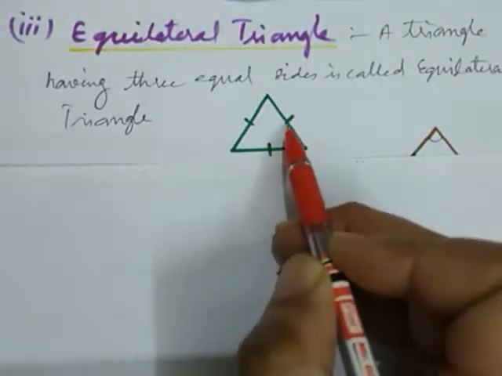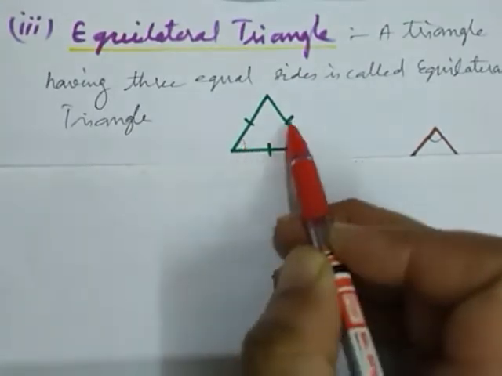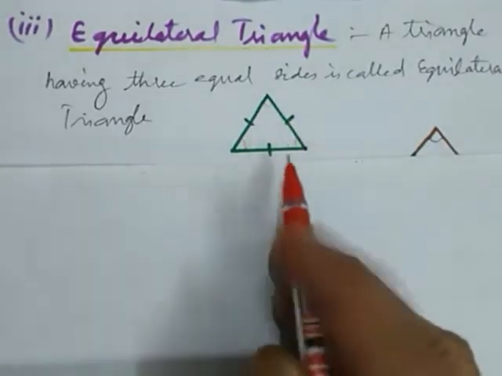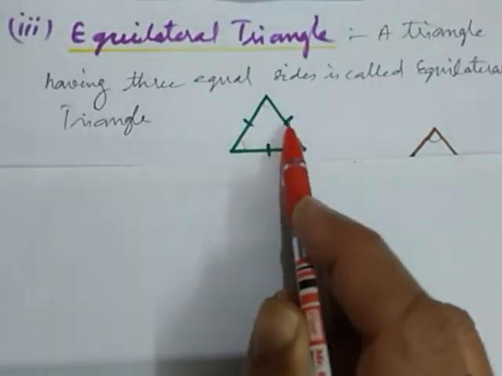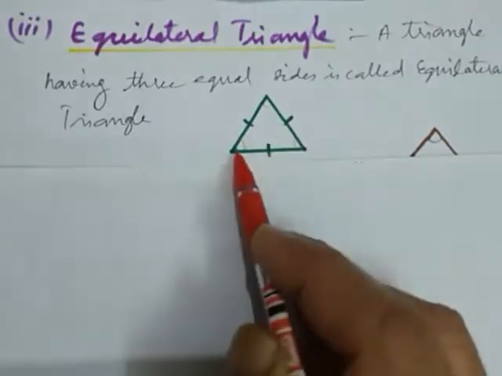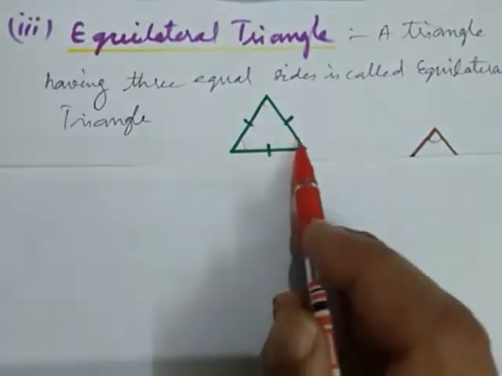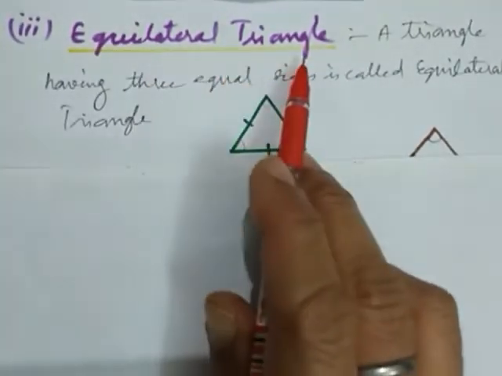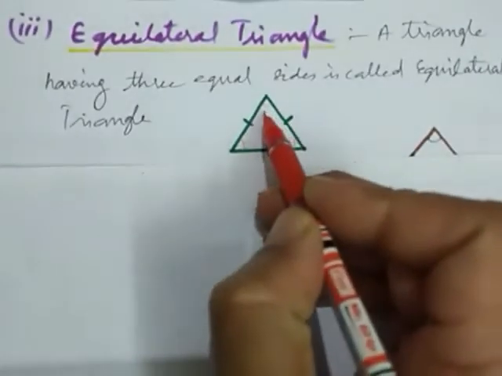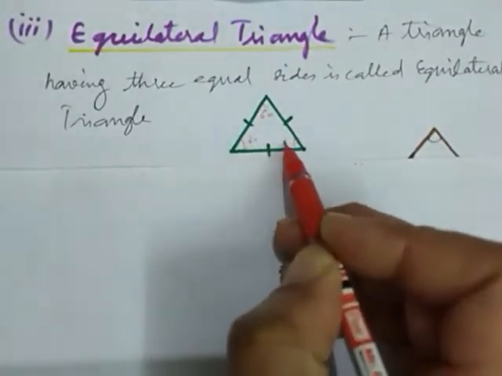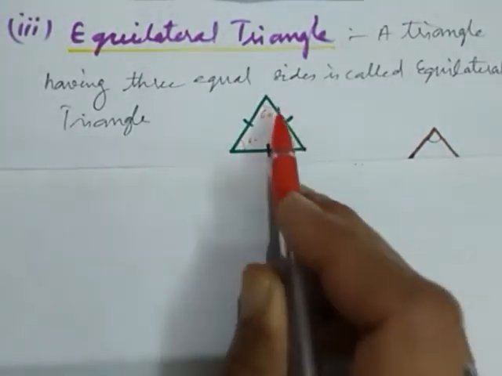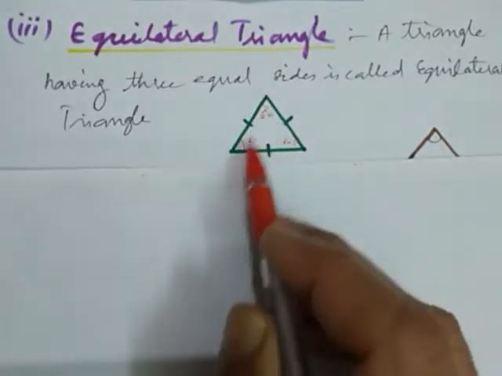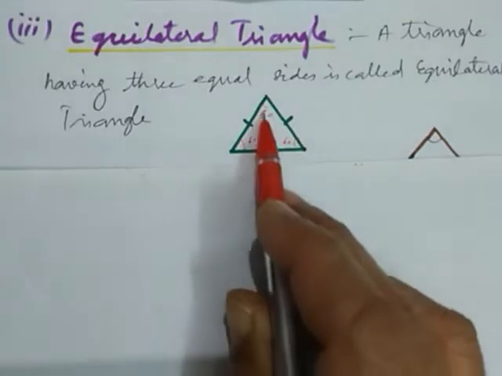Okay. The angles opposite to this side and this side and this side are also equal, because the sides are equal. So the angles opposite to the equal sides are also equal. So all three angles are also equal in an equilateral triangle. Okay. And they are exactly 60 degrees, because the sum of all three angles is 180 in a triangle. So these three angles are 60 degrees because their sum is 180.